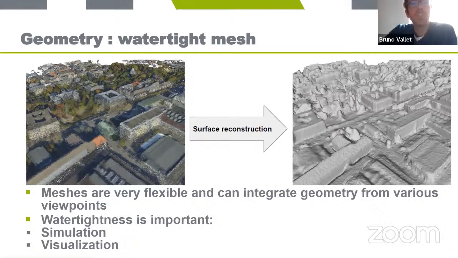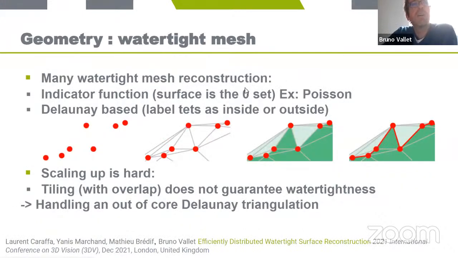that are used in the geospatial industry are either based on an indicator function, like Poisson reconstruction, for instance, that is very popular. And there are methods based on Delaunay, and that's what is illustrated here. You make a Delaunay triangulation of your point cloud, and then you simply label the tetrahedra as inside or outside. And so the core of the quality of the surface you're going to get is how well you are able to label these tetrahedra as inside or outside.